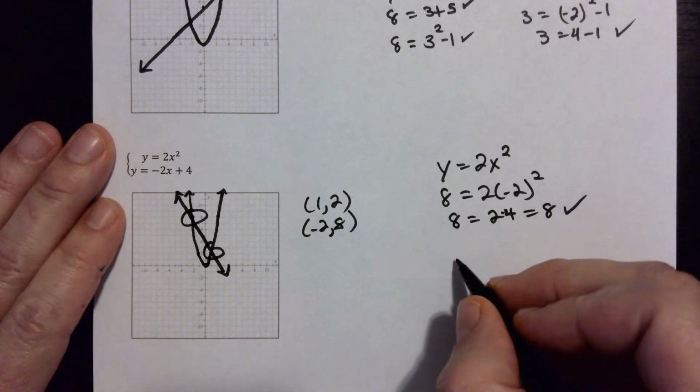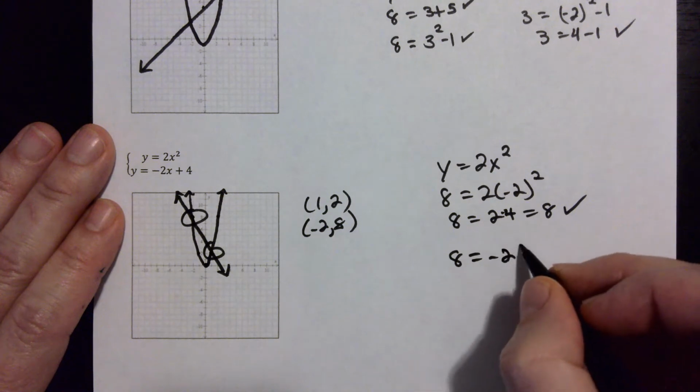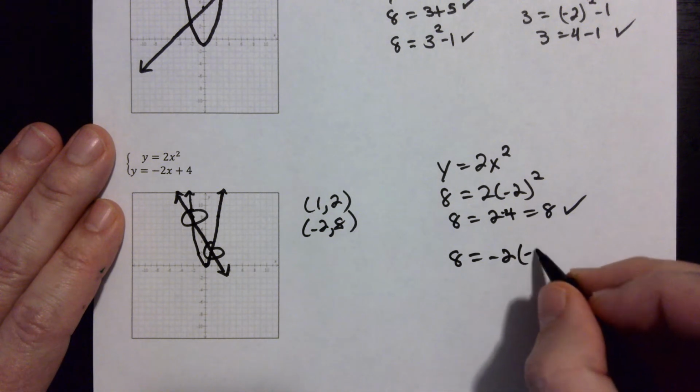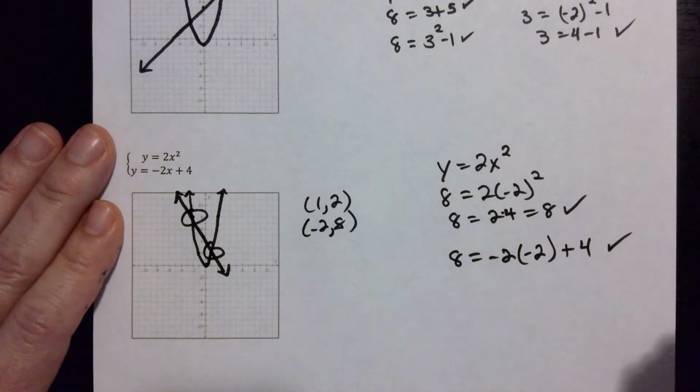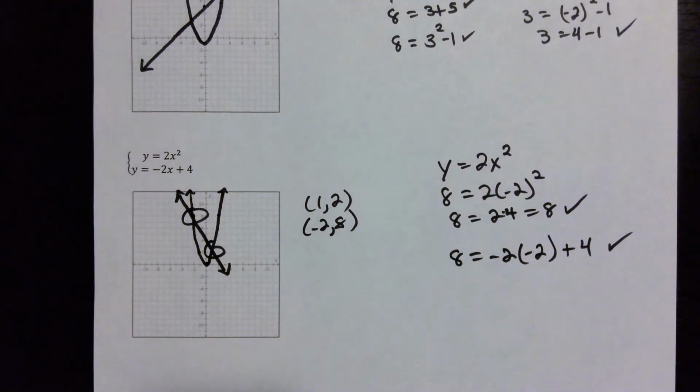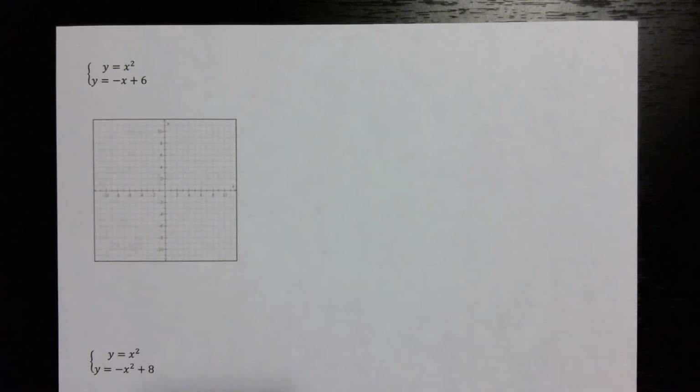So it would be 8 is equal to negative 2 times negative 2 plus 4. That is going to be 4 plus 4. That is also true. So those are our two solutions. Okay, a couple more problems here.